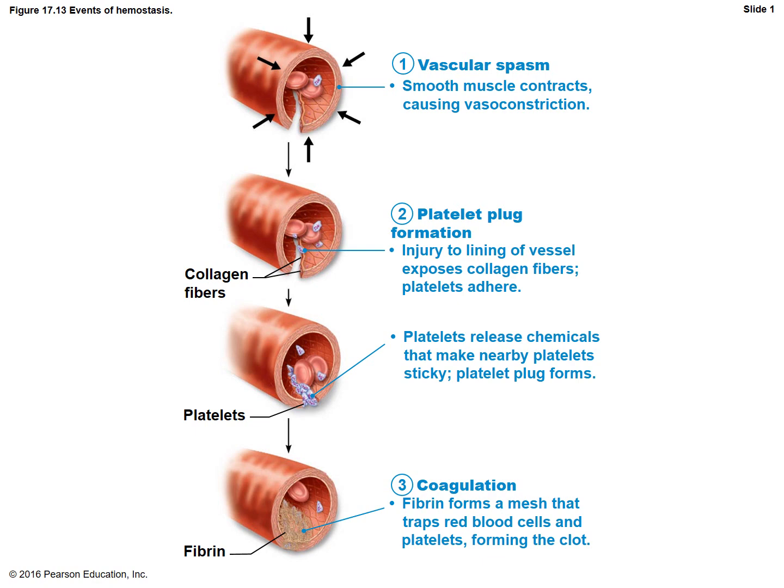So first you have vascular spasm. That smooth muscle contracts, causing constriction. You're decreasing the diameter, decreasing blood flow. Step 2 is platelet plug formation.